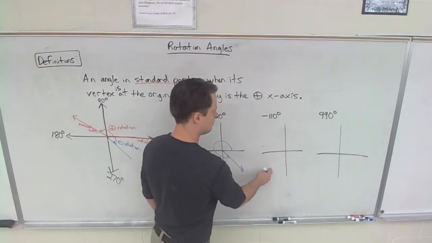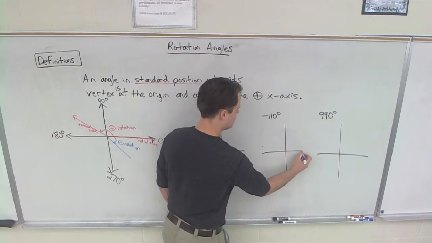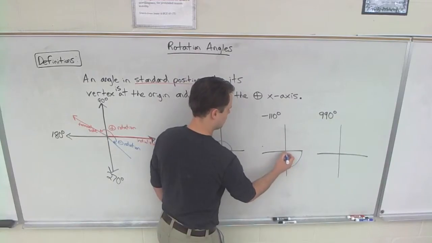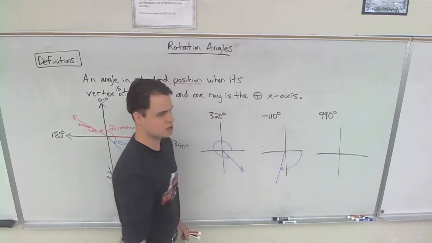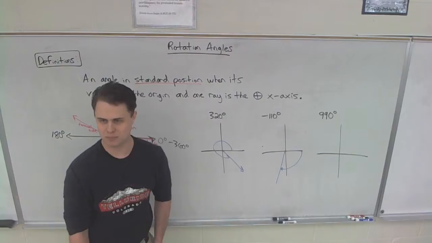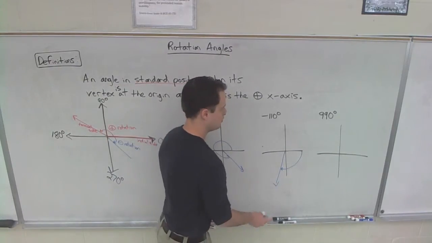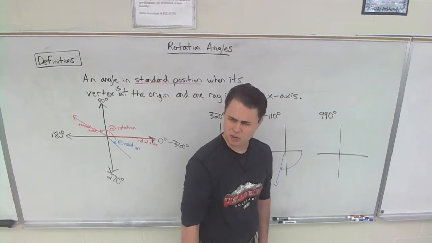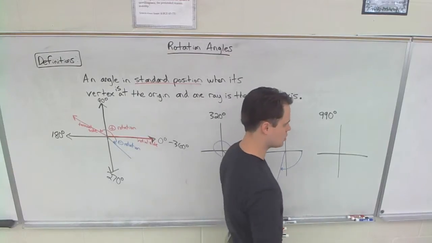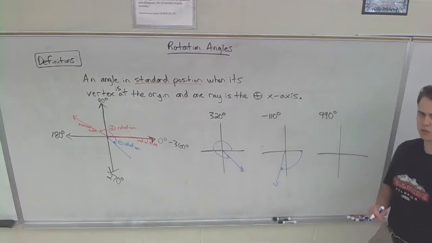1, 2, 3. Except he's going this way, right? It's 20 degrees past negative 90. So, yep, that's that angle. 990. We might have to count for a while now, right? Let's try not to use our calculator though. We want to get used to counting like this.